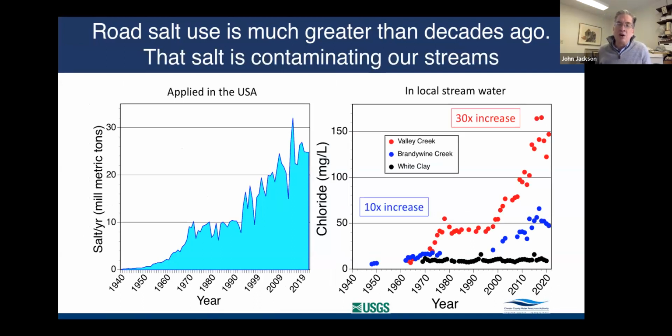So what's happening is all that salt is basically going into our water. So these are 3 streams close to the Stroud Center. The black dots here are the water at White Clay Creek. It's a small rural stream, 2 roads. And we haven't seen salt concentration change since 1968 when our data began. That's when we were founded. The nice thing about these other 2 data sets is they extend back to the 60s or even into the 40s. The blue dots are the Brandywine Creek and the red dots are Valley Creek. These are all in the same county.